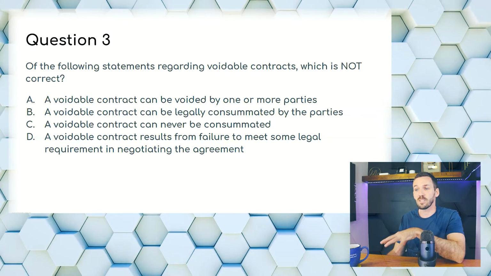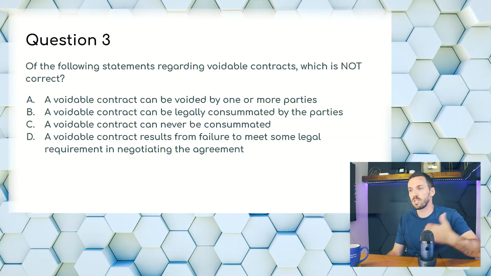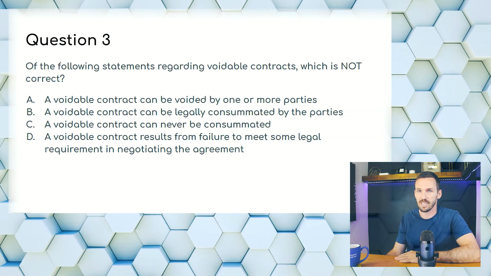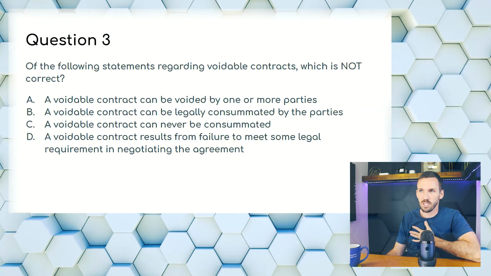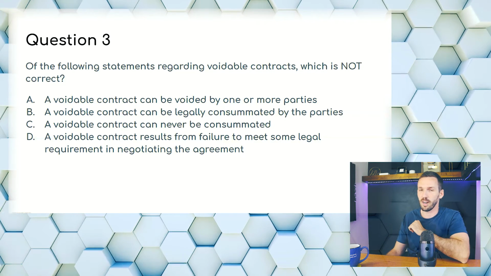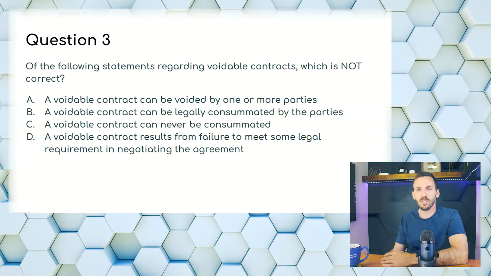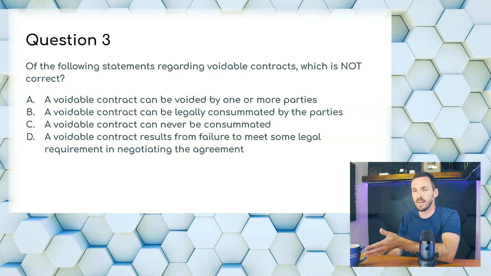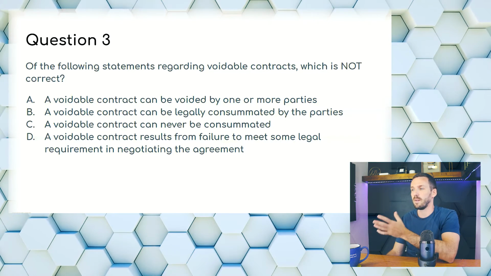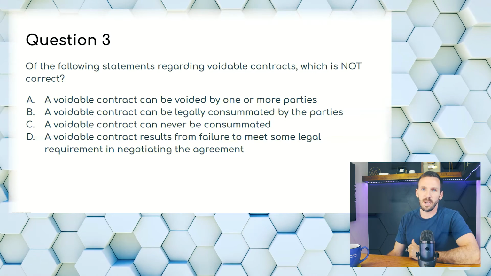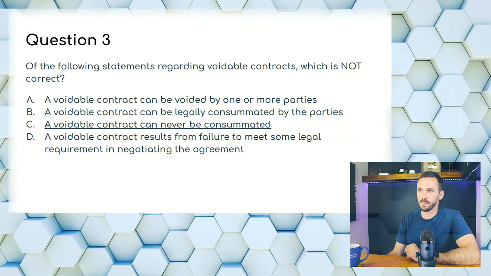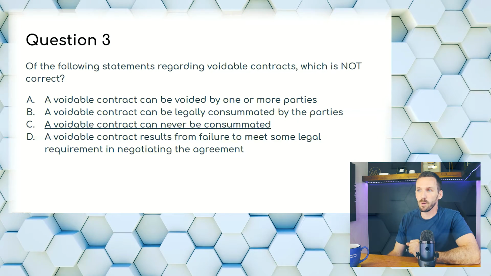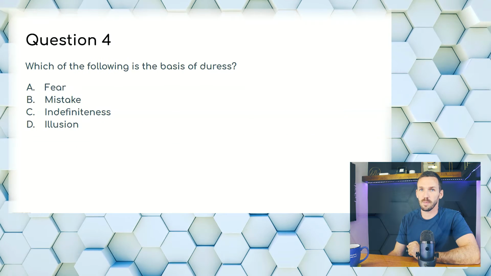The definition in this question is really just a trick used to hurt an agent's chances of passing this test, because I honestly didn't know what consummated was before I looked it up, right? So why wouldn't they just use a normal word here? Consummated isn't a real estate term. So I don't know, maybe I'm the dumb one and need to expand my vocabulary, but the answer here is C, a voidable contract can never be consummated.